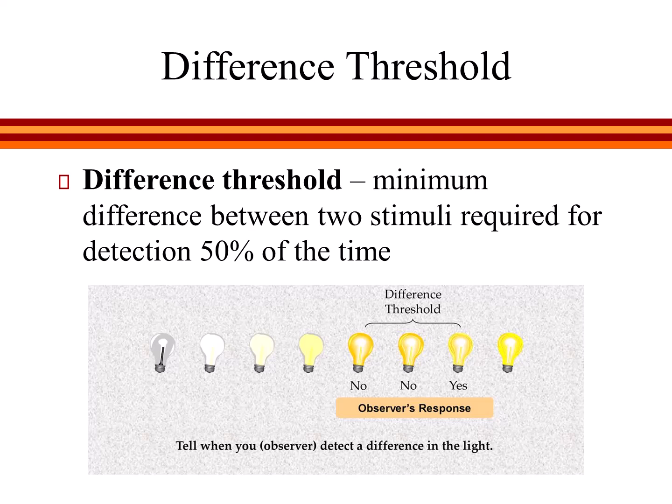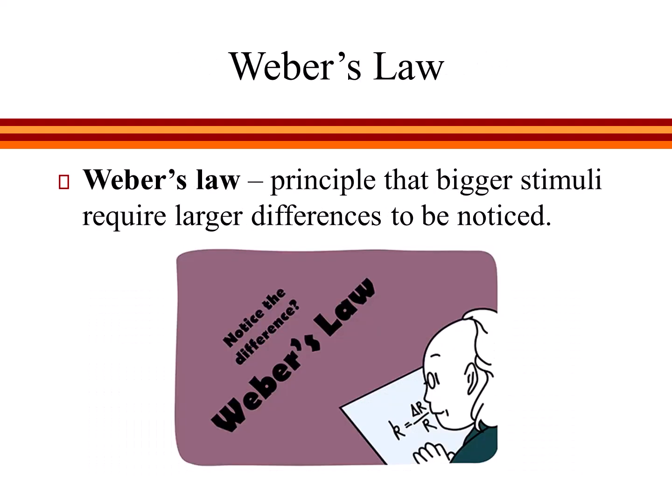The 55-pound weight is still heavier by 5 pounds, but now you might have a harder time distinguishing which one is heavier. They probably both just feel really heavy. This basic principle, that bigger stimuli require larger differences to be noticed, is known as Weber's law.